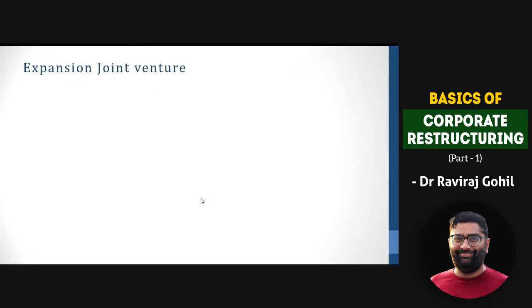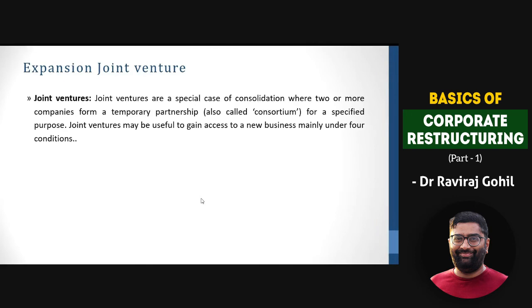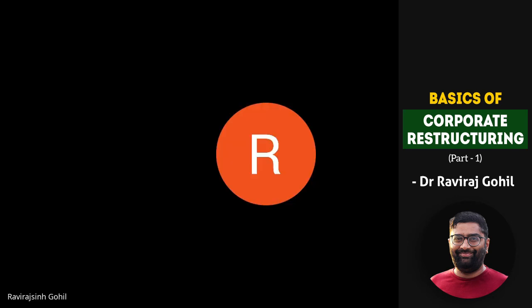Now the next is joint venture. Joint venture is very simple. When two companies consolidate for a temporary partnership, that is also called a consortium, for a specified purpose. Joint ventures may be useful to gain access to new business, mainly under 4 conditions. Now, what are some of the reasons why people go for joint venture?